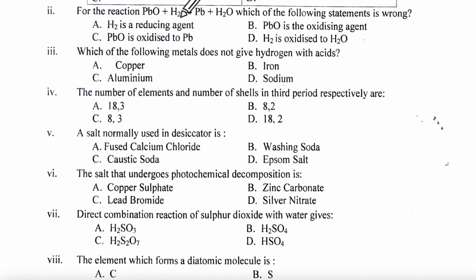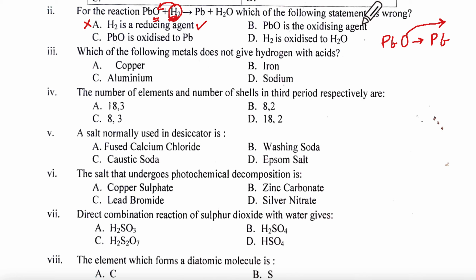For the reaction PbO plus H2 gives Pb plus H2O, which of the statements is wrong? Now, even before we look at it, what has H2 done? H2 has taken O, which means oxygen is removed. Can you see that PbO has become Pb? Oxygen has been removed, yes? Removal of oxygen means reduction. So hydrogen becomes what agent? Reducing agent. So H2 is a reducing agent is correct, so we can't take that.